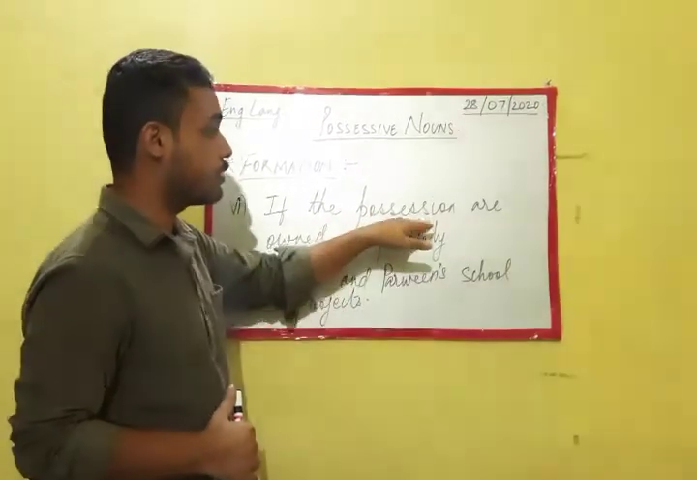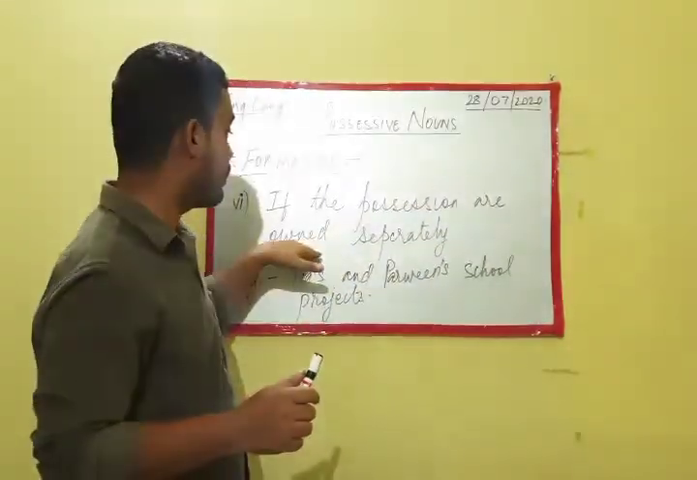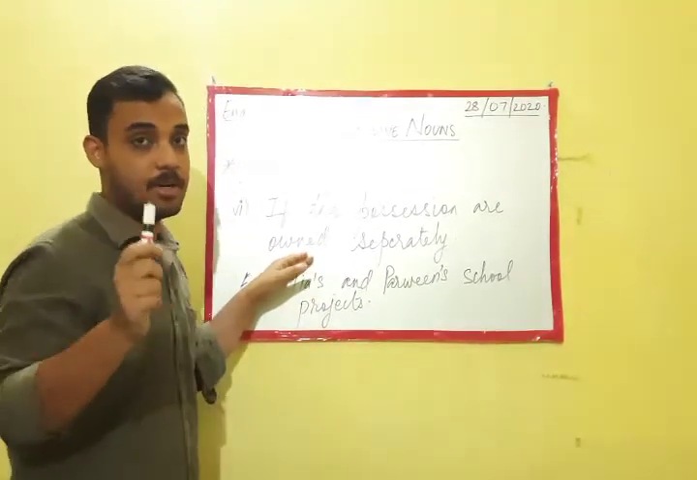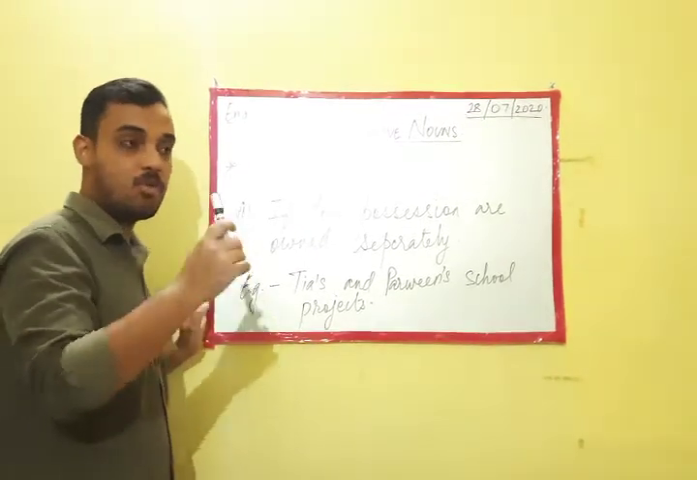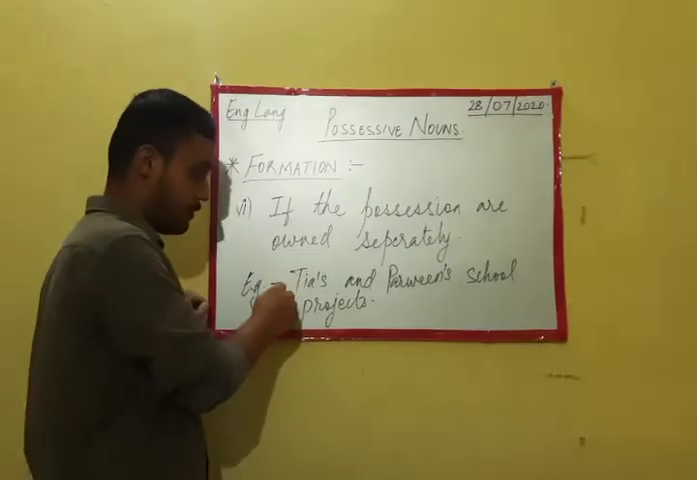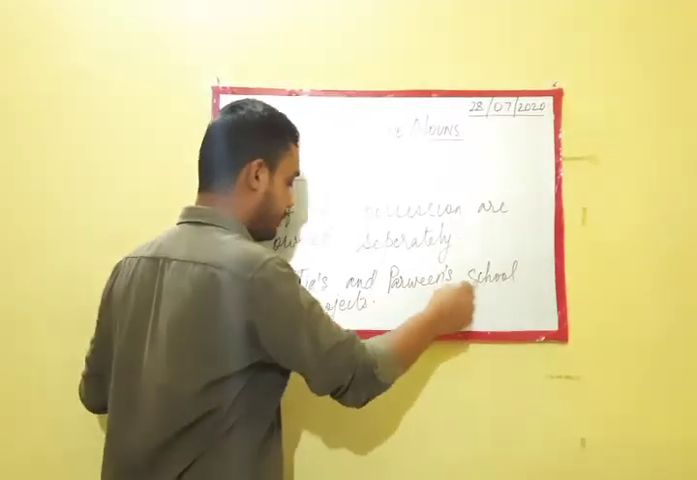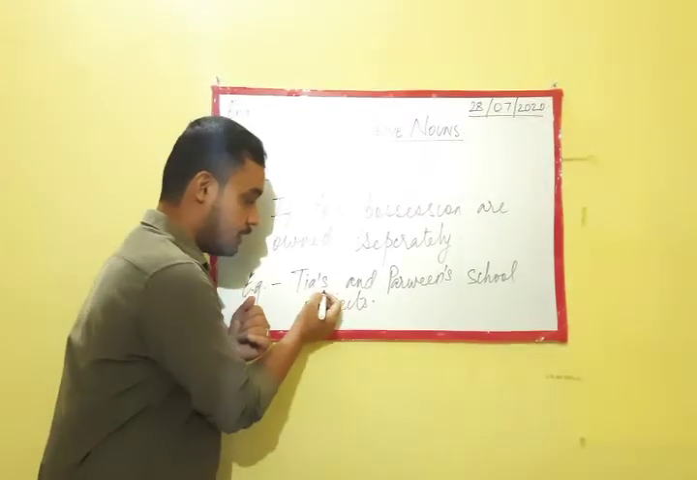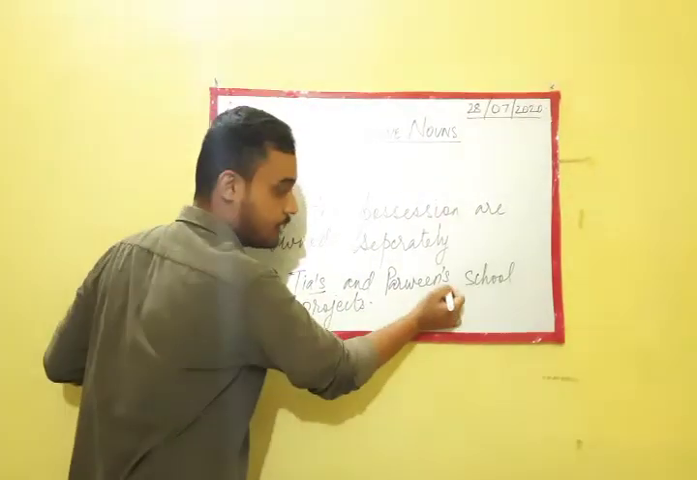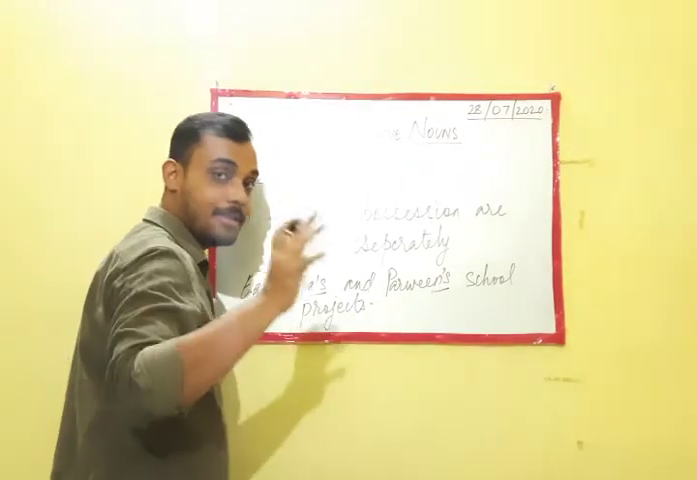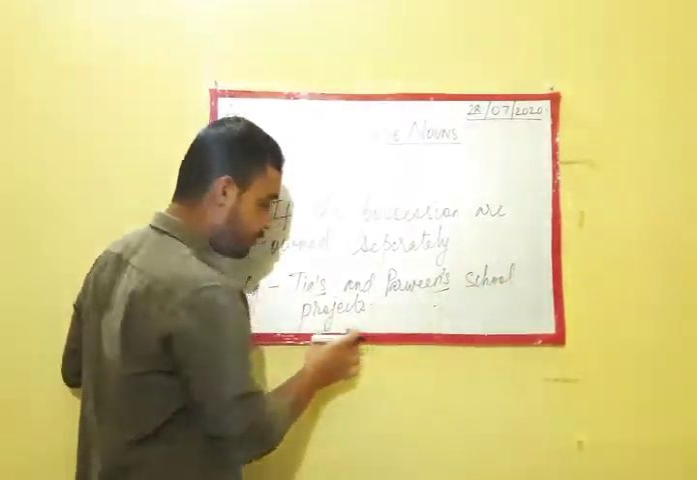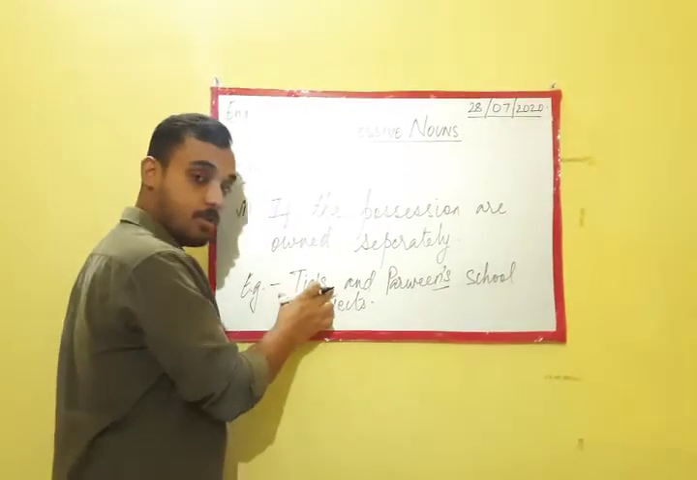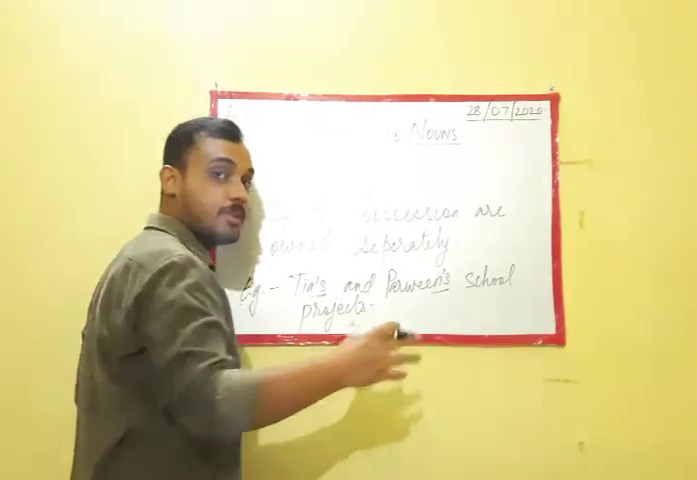The last point is, if the possessions are owned separately, how to form a possessive noun. If the belongings are owned separately, I own one, you own one, that means I have a separate belonging, you have a separate belonging. Example: Tia's and Parveen's school projects. I have used apostrophe s in the name Tia and also with the name Parveen. That means Tia's school projects, Parveen's school projects, because they have their own personal belongings.